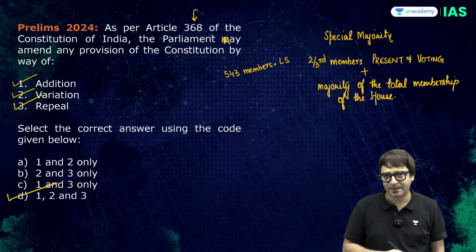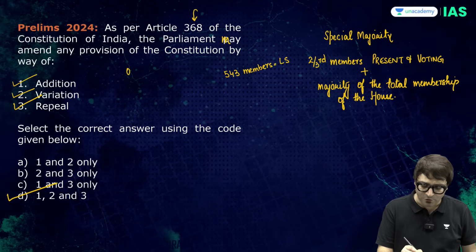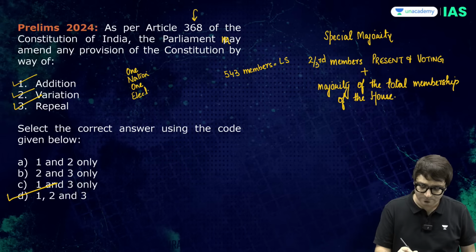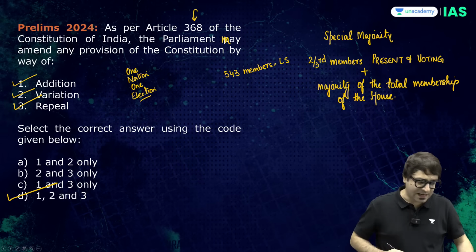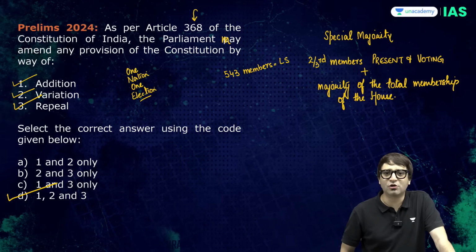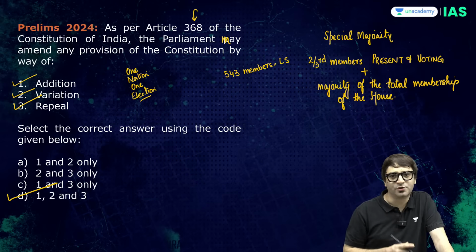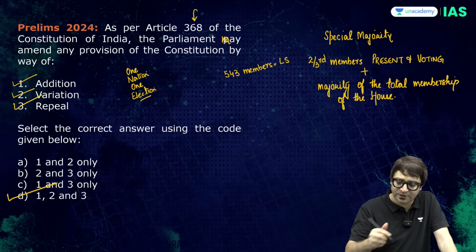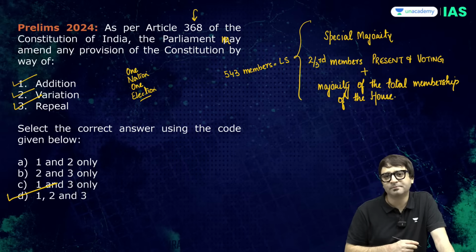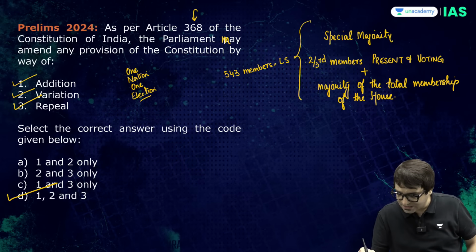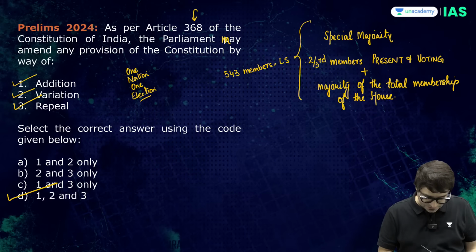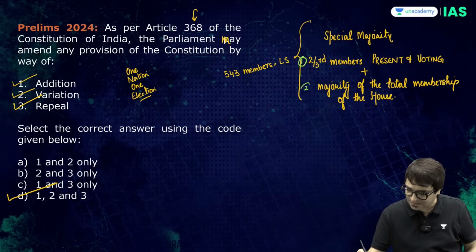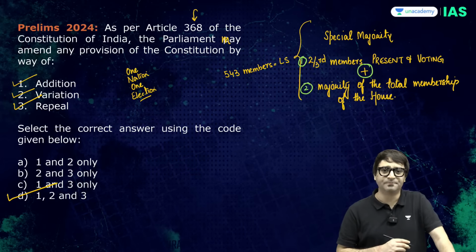Assume we need to go for one nation, one election. Simultaneous elections to the Lok Sabha and the state legislative assemblies. For that, we need to amend the constitution. And for that, what is the majority required? This is the majority required, which means you have to satisfy both the conditions. This is condition number 1, this is condition number 2. That is why plus sign.